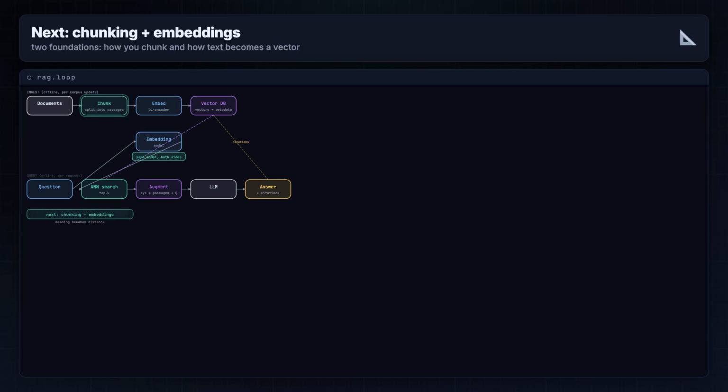Retrieve, augment, generate. But the whole thing rests on two foundations I waved past: how you cut the documents into chunks, and how text becomes a vector where similar meanings land near each other. Get those wrong and retrieval can never recover. Next, chunking and embeddings, where meaning becomes distance.